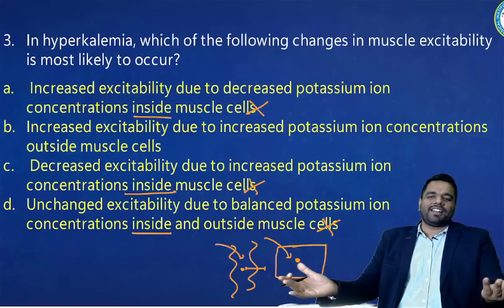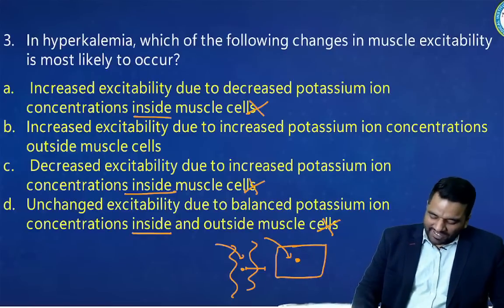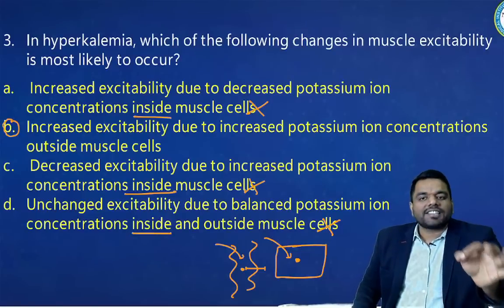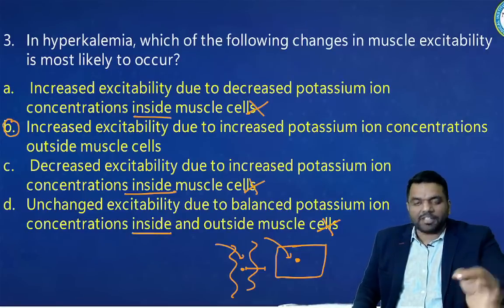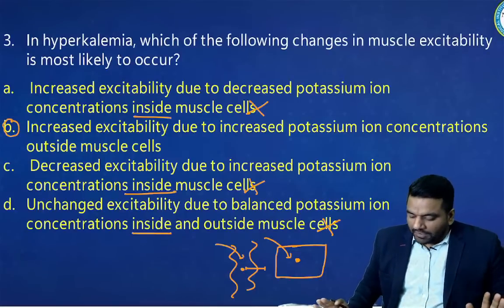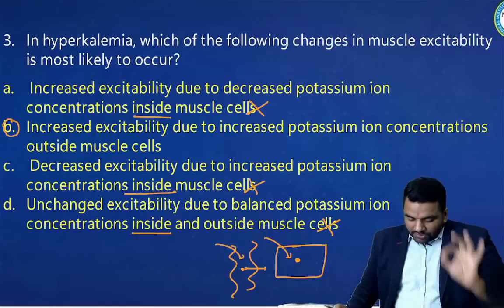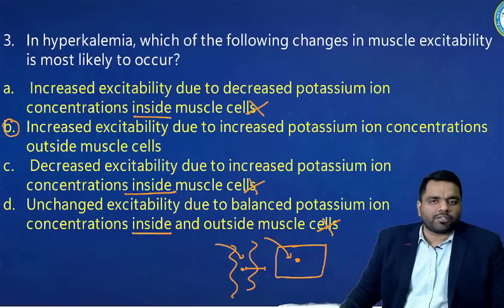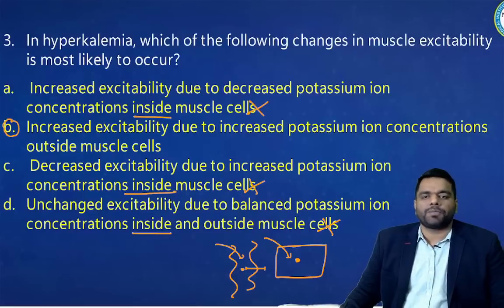So beta, immediately you got your answer. The right answer of this question is B. So beta, this is how, if you know the basics, if you know the definition of the particular part, you can easily mark the right MCQs, right beta? Now let's see the second part: which of the following changes in muscle excitability is most likely to occur?